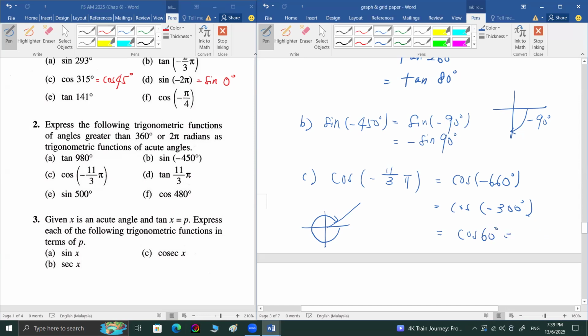So you got 60 already, then you change it to radian form. Remember how to change? 60 times pi over 180. Now you simplify, you get 1 over 3 pi or pi over 3. Okay, can you understand, class? So same, I have done A, B, C for you. Mark down D, E, F as homework. Okay, can you understand so far, class?